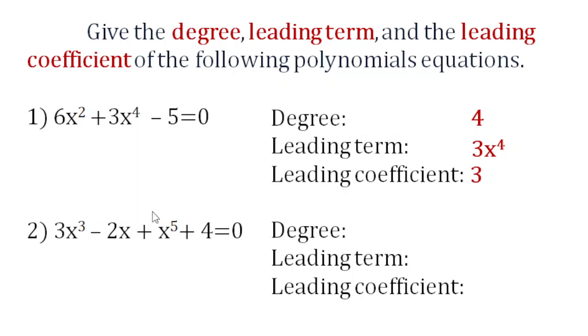How about polynomial number 2? What's the degree? The highest exponent here is 5, so this is the degree. How about the leading term? Leading term is the term with the highest exponent, so that's x to the power of 5. How about leading coefficient? That's the coefficient of our leading term. In this case, it's 1.